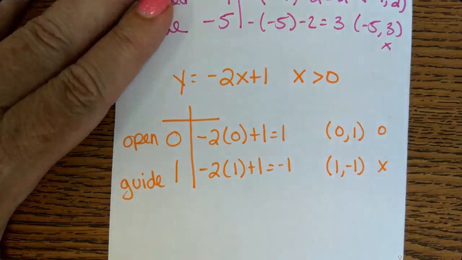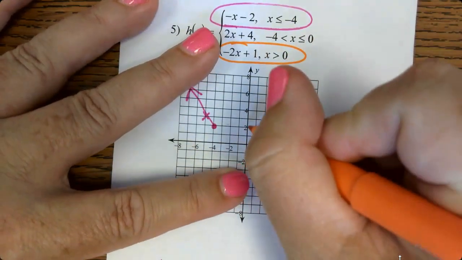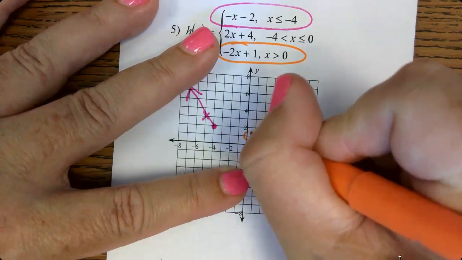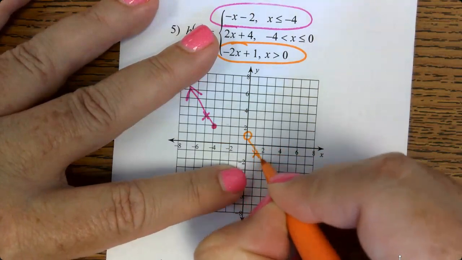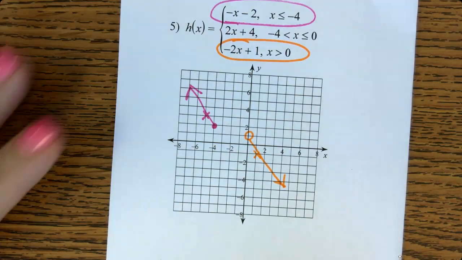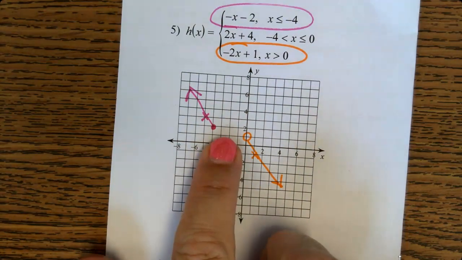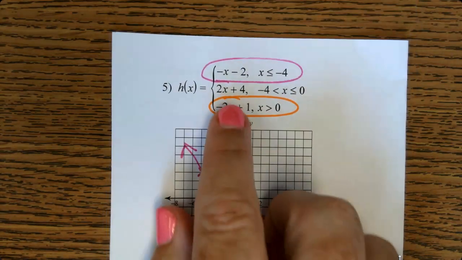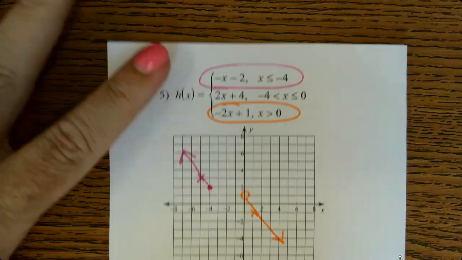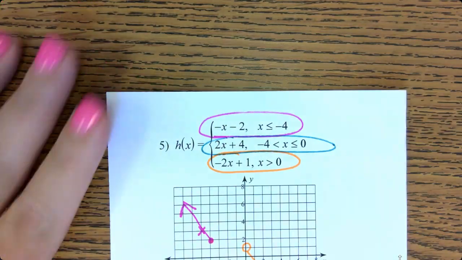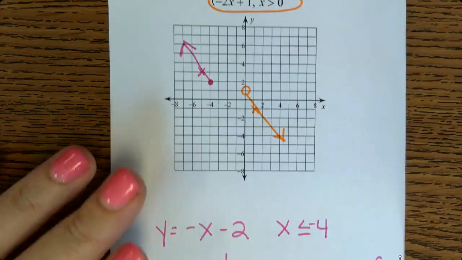So 0, 1, open. 1, negative 1 goes down. Okay, so nothing new there. Yes, I know we have a gap. And guess what goes in that gap? The equation in the middle. So I'm going to use this color for this equation.